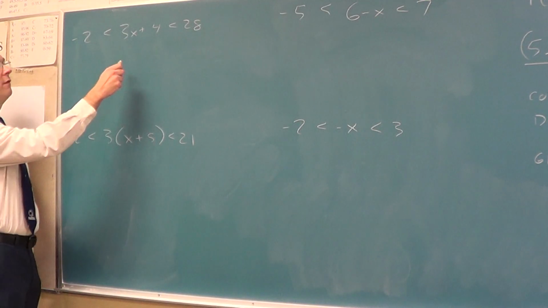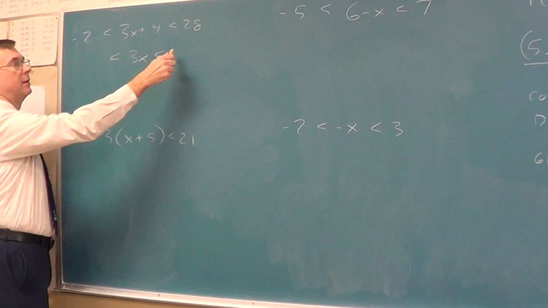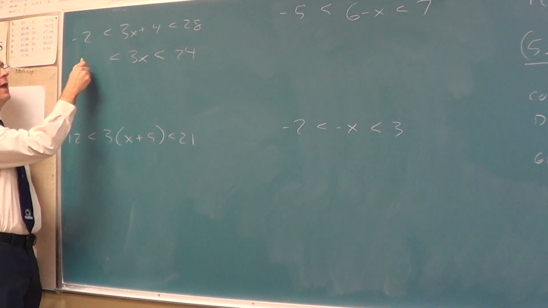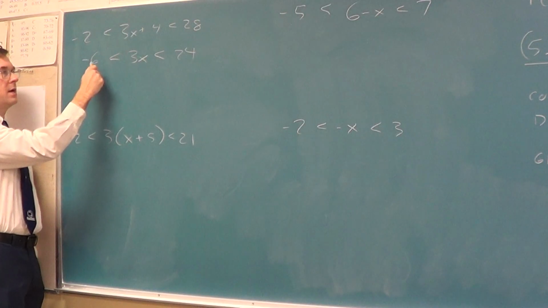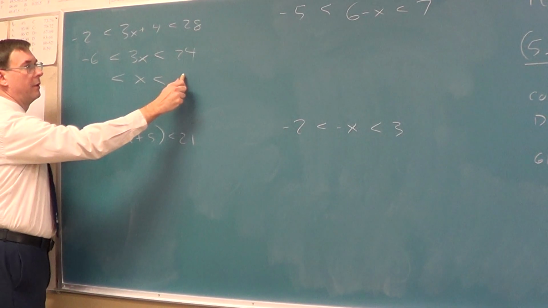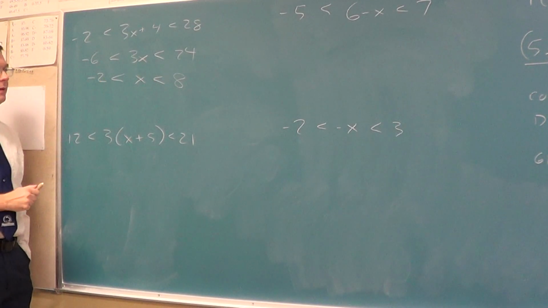So this, what's our move? Subtract 4. So 3x is waiting. That makes this 24. This, we're down in the negative pit. Agreed. Get x completely alone. 8 when we divide. Negative 2 when we divide.